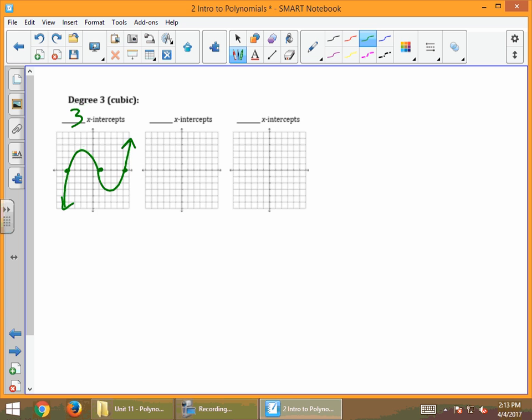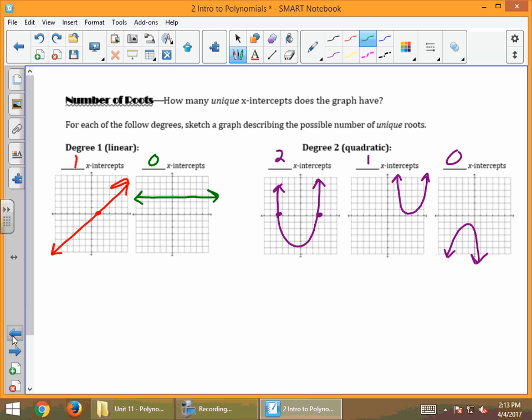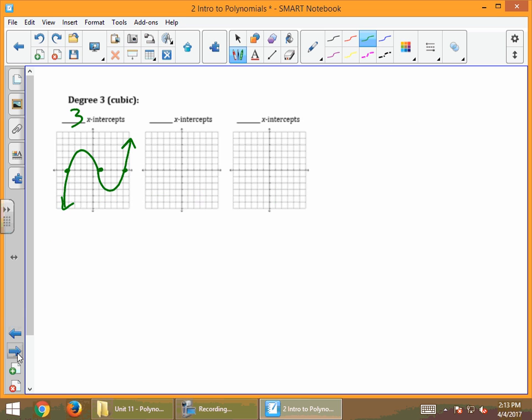Could it ever only have 2? What's an example where it could have 2? When one of the turning points is a 0. So it might look something like this. There's 1, it curves down, it curves right at the x-intercept, and it curves back up. So there's 1, there's only 2. It's still cubic.